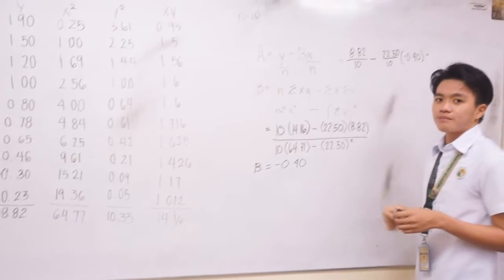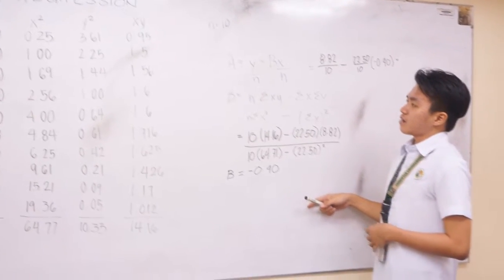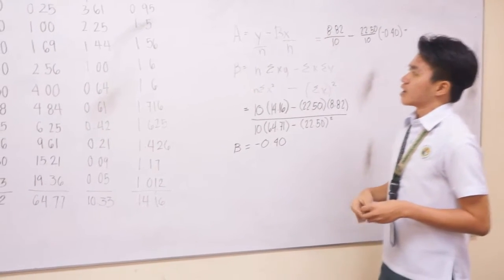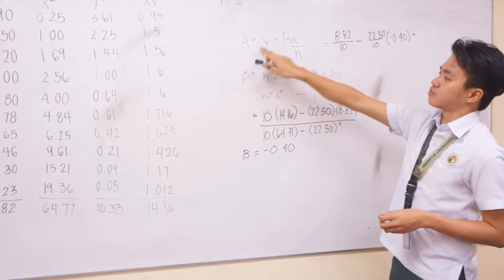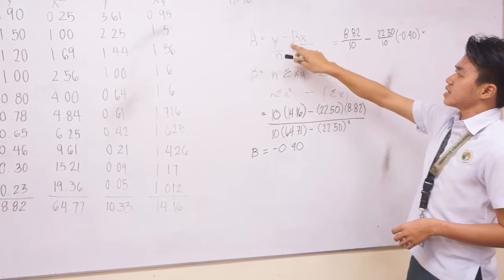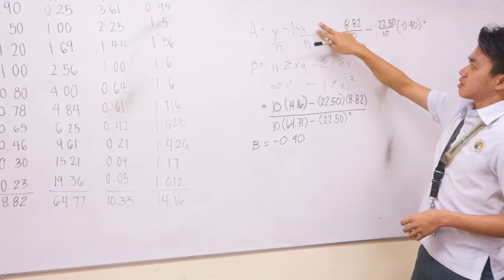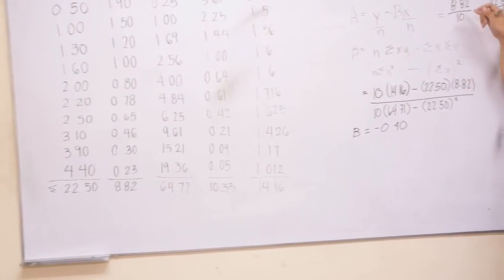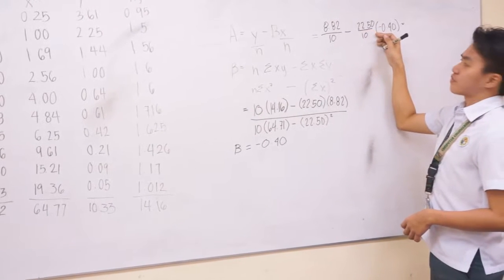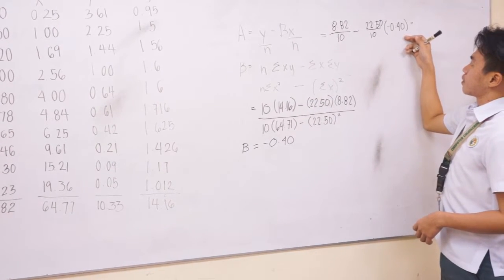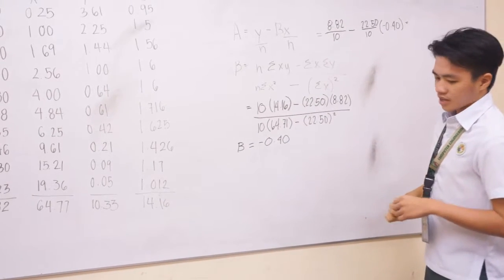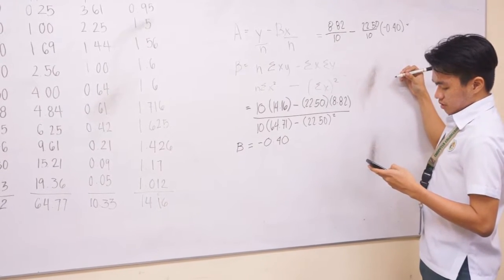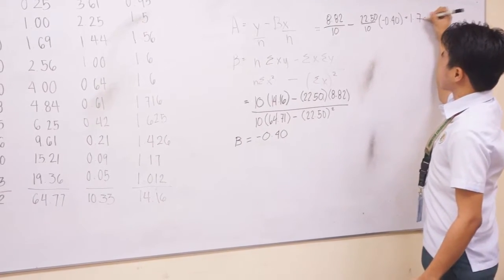So now we already have the value of b, and we can now find the value of a, which is the y-intercept for our formula. So a is equal to the summation of y all over n minus b times the summation of x all over n. Going back to our data for our values, we're going to have 8.82 all over 10 minus 22.5 all over 10 times negative 0.40, and that will give us 1.79.